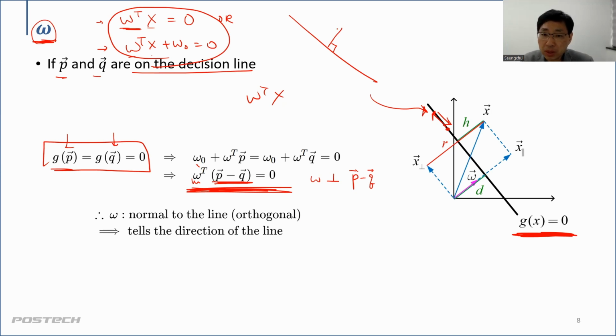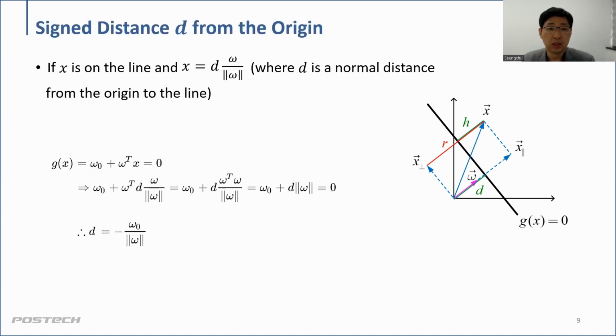But we don't know whether omega is in that direction or in that direction. We don't know yet. But it's okay. The conclusion we can make out of this is that omega is going to be the normal vector to the line, which means orthogonal. It's going to tell us the direction of the line. Now let's go further.